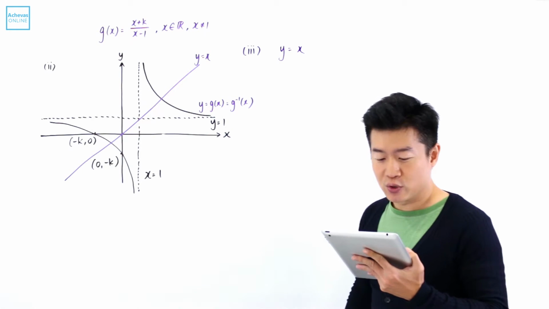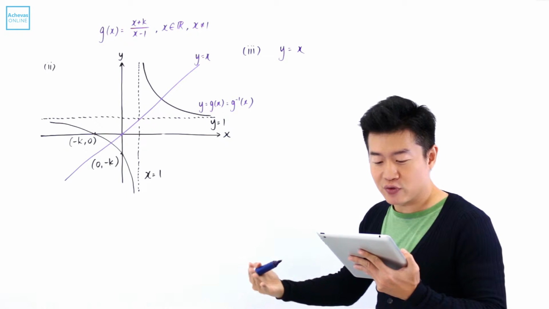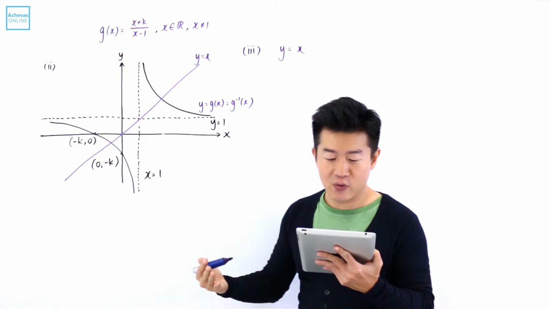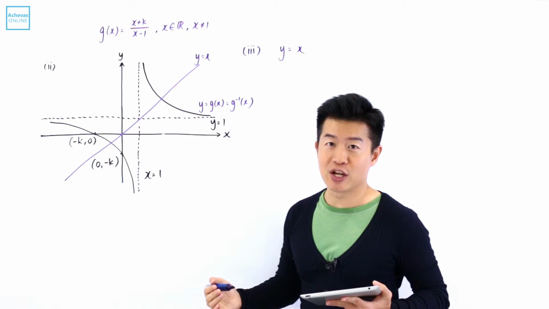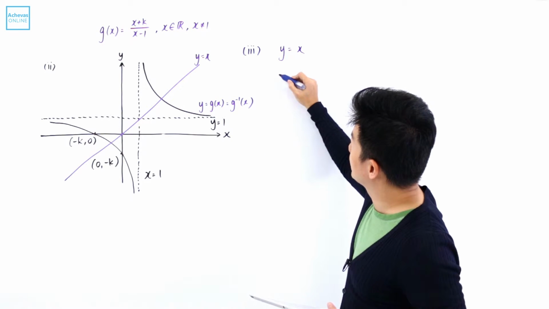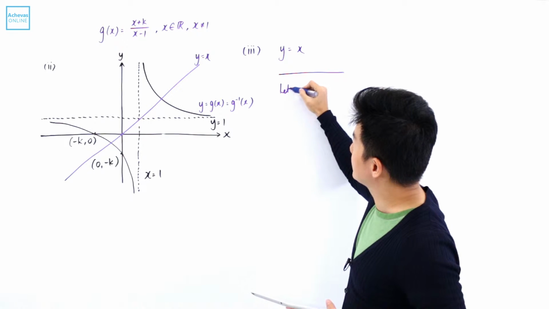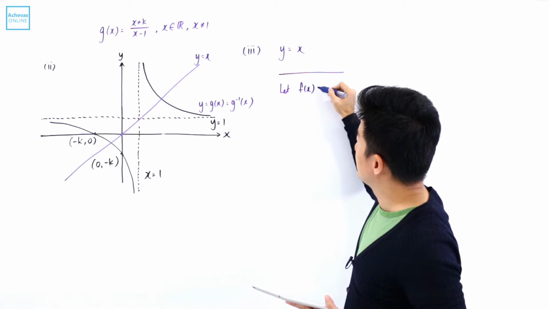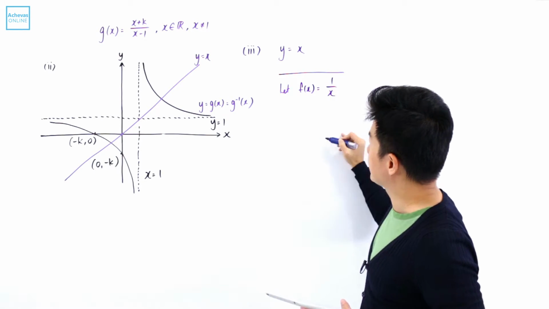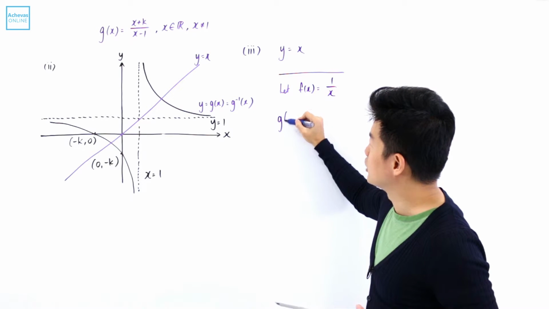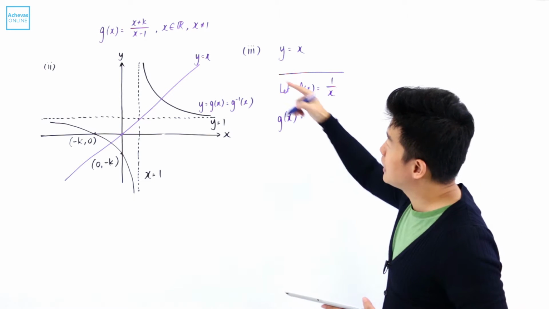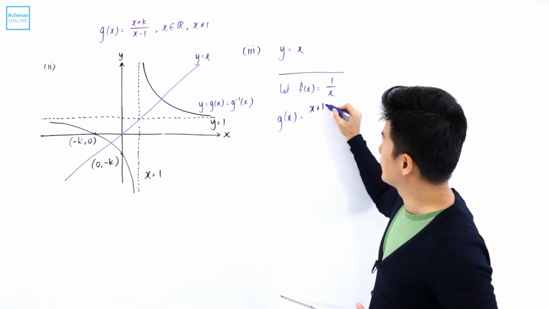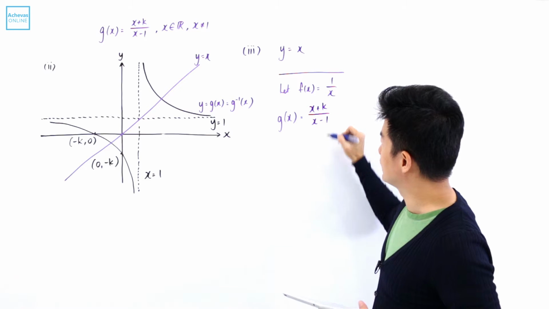Now we also want to find the sequence of transformations that will transform the curve y equals 1 over x to the graph of y equals g(x). So for the next part of the question, let's say f(x) will be equal to 1 over x. I'm going to analyze g(x) and see how g(x) can be related to f(x). g(x) is given to me as (x plus k) divided by (x minus 1).